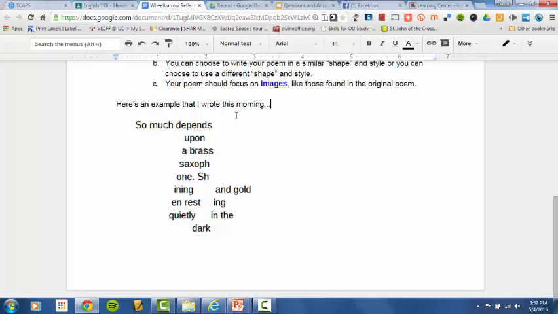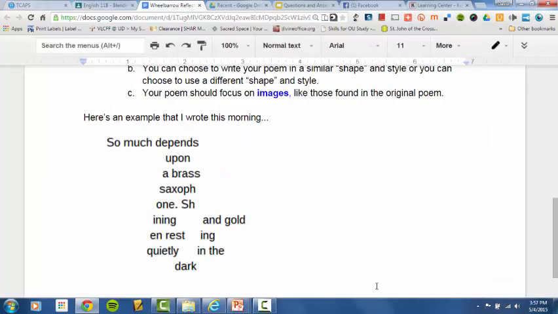My example that I did this morning is shaped like a saxophone, and it's about a saxophone. And what you'll notice is that: So Much Depends Upon a Brass Saxophone Shining.